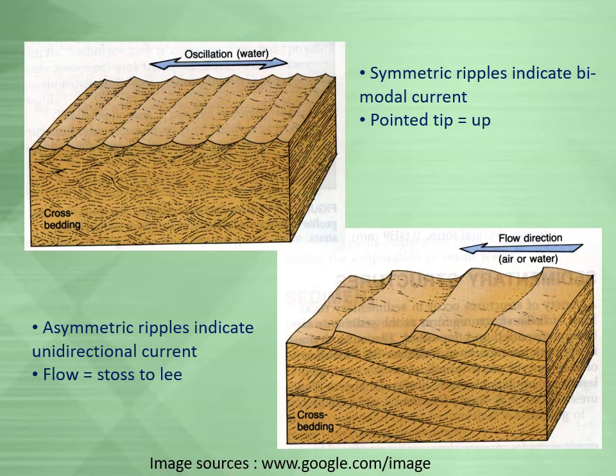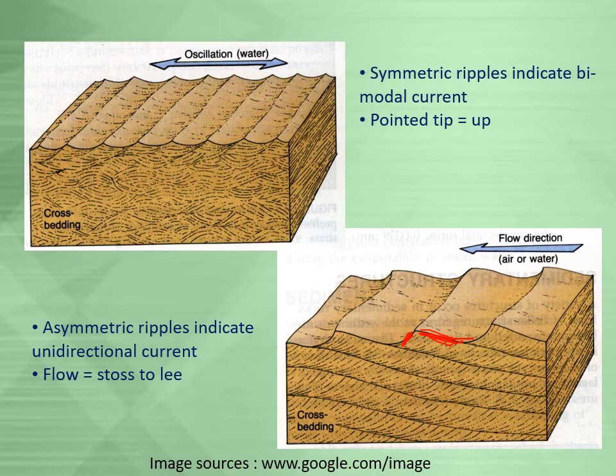Now here you can see the two figures of asymmetric ripple and symmetric ripple, that is a block diagram. Here you can clearly see that the stoss side, this side, is larger in length compared to this side. And not only that, the inclination of the two sides, stoss side and lee side, are also different. The inclination of the stoss side is gentler for this current ripple compared to the lee side.